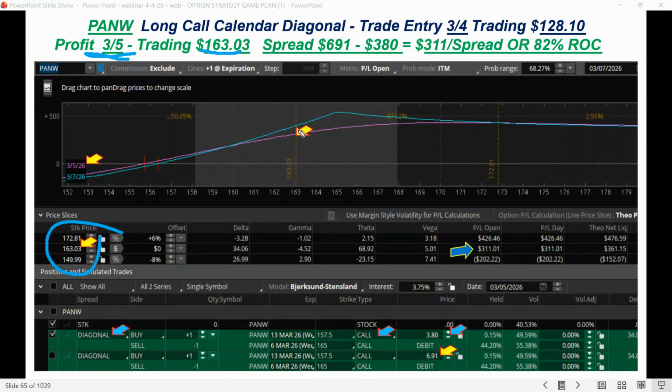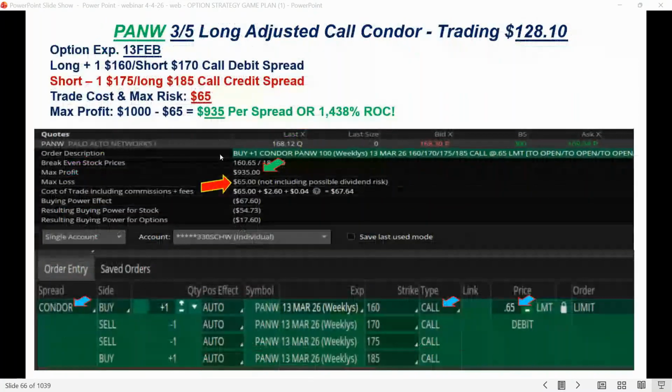So the original calendar diagonal, 157.5, 165, that we set up at $3.80 had blown out to 6.91. All right, so we had a profit of $3.11 per spread, 82% return just on the pure calendar diagonal. But then we did the adjustment, and what we did was we rolled up, locked in a big profit on that 157.5 long call, rolled the long strike up to the 160, and then rolled that short strike to the 13 March 170. These are the adjustments that we can do with these types of trades, and we'll go through this in the course.